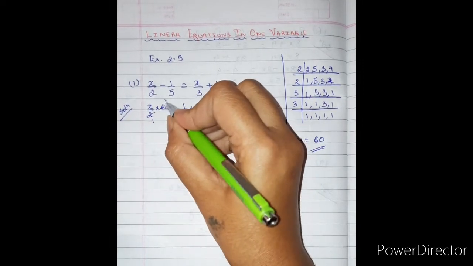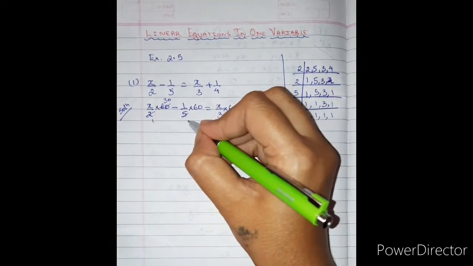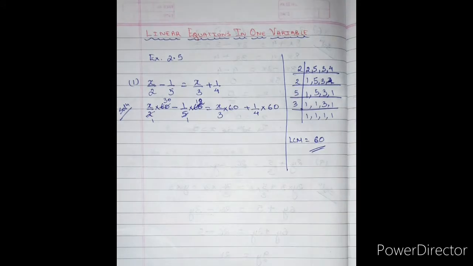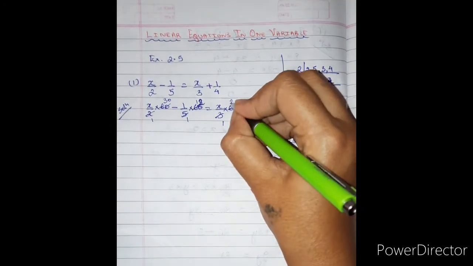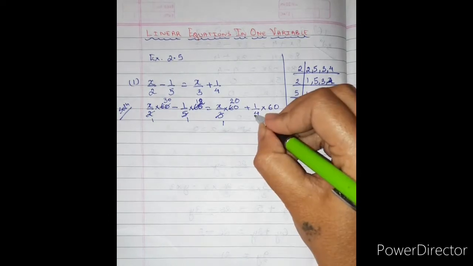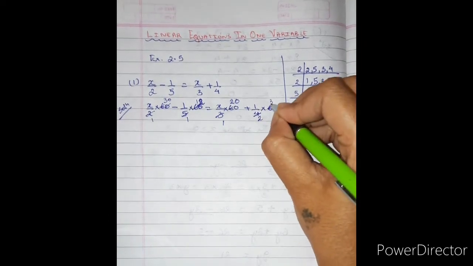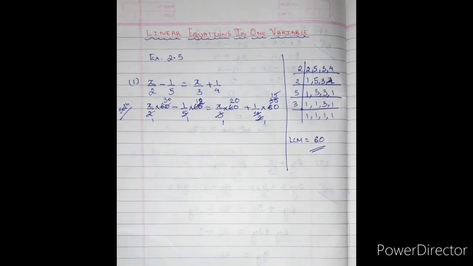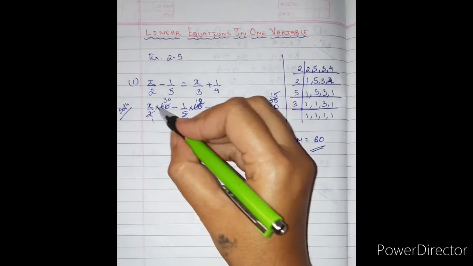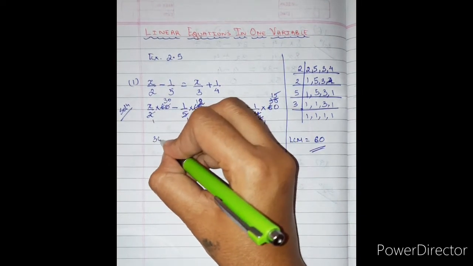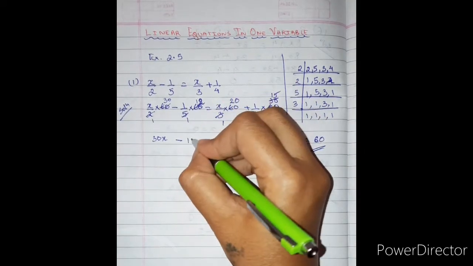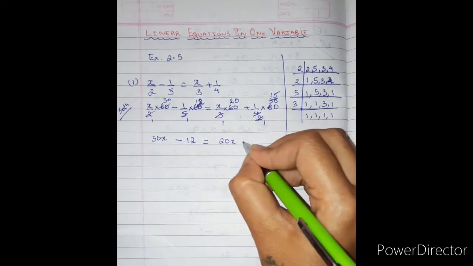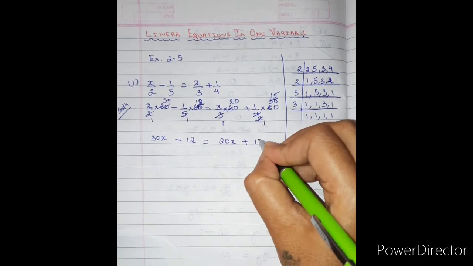2 ones are 2, 2 threes are 6 and 0. 5 ones are 5, 5 twos are 10. Then 3 ones are 3, 3 twos are 6, 0. 2 ones are 2 and 15. Okay, now let's write what is remaining. x into 30 will become 30x minus 1 into 12 is 12, which is equal to x into 20 is 20x plus 1 into 15 is 15.